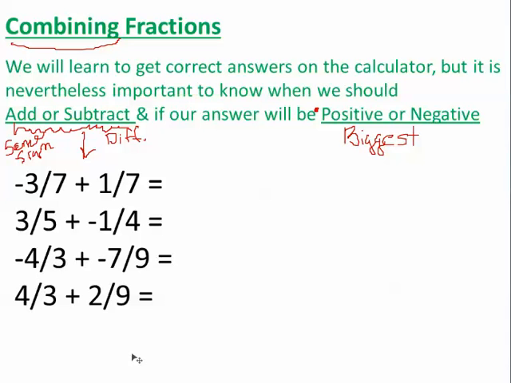I see a negative right in front of 3/7, so this guy is a negative number. I see a positive sign right in front of 1/7, and so this guy is a positive number. I now know that I have one positive and one negative. That means they are different signs, and I have to subtract the two numbers, even though there's an addition in the middle of them.